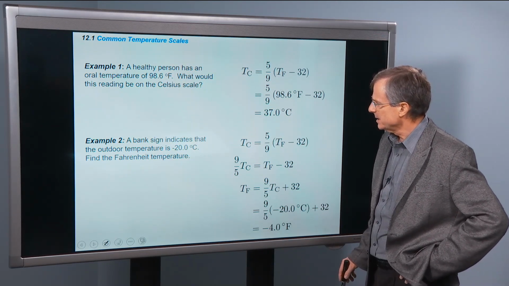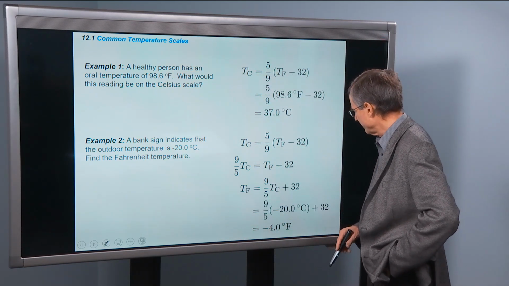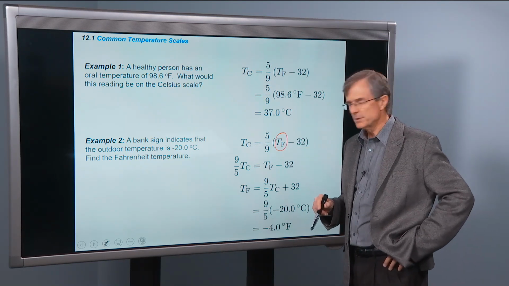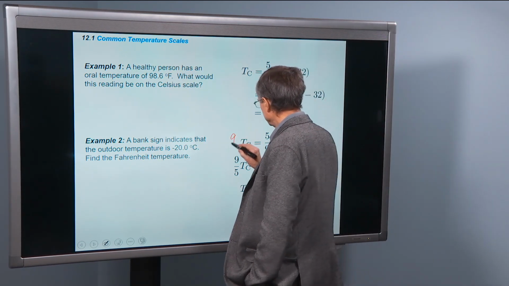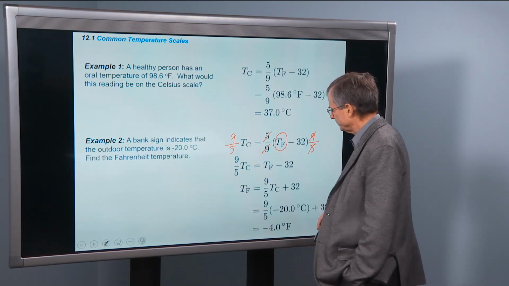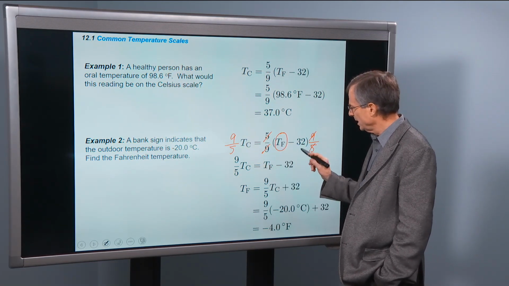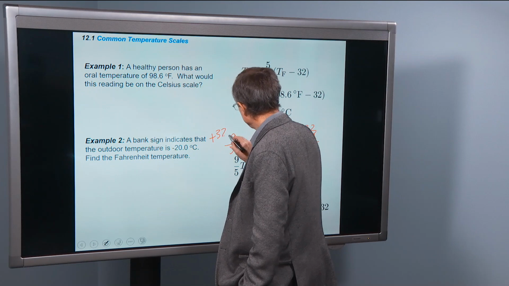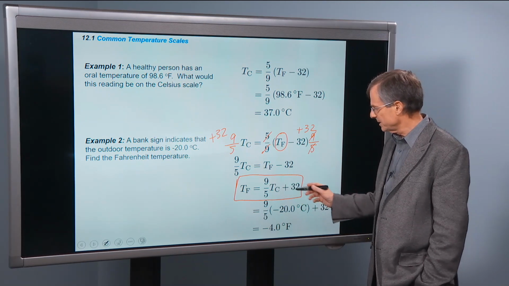A bank sign indicates that the outdoor temperature is negative 20 degrees Celsius. Find that Fahrenheit temperature. Now, for this one, we need to solve for the Fahrenheit temperature. So how do we do that? We can multiply both sides by 9/5. And this 5 cancels that 5. This 9 cancels that 9. So now we have T_F minus 32 equals 9/5 T_C. And so we can add 32 to both sides and get that the temperature in Fahrenheit is 9/5 T_C plus 32.